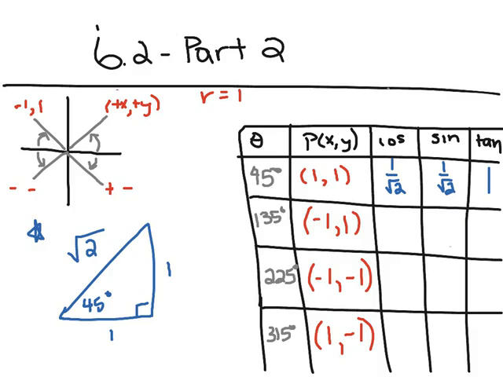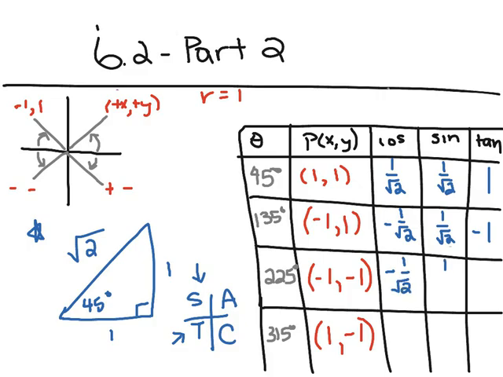Now, to find our next values, we can remember CAST. So we know that for 135 in quadrant 2, only our sine is going to be positive. So cos will be negative, sine will be positive, and tan will be negative. In quadrant 3, only our tan is positive, so cos is negative, sine is negative, and tan is positive. And for quadrant 4, our cos is positive.